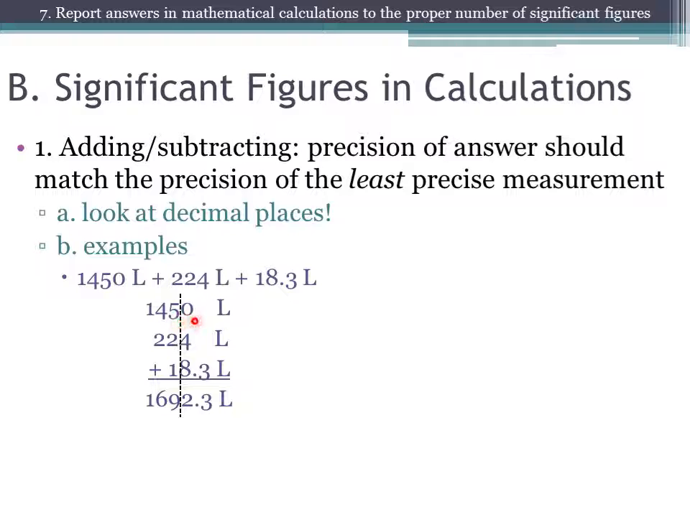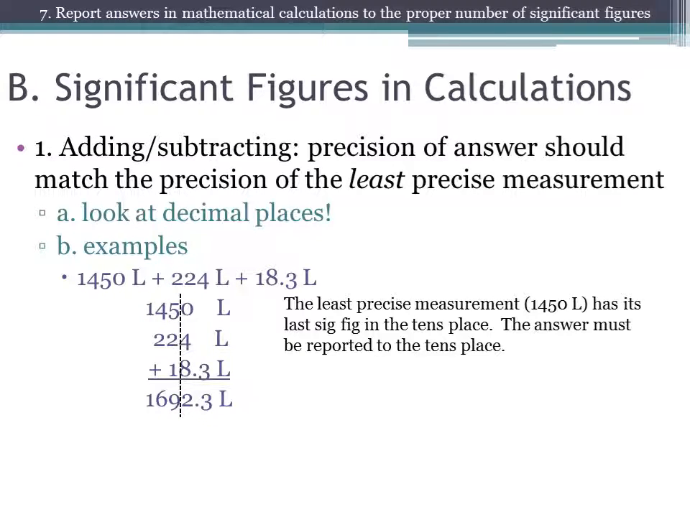Notice this first measurement, 1,450 liters, that zero is not significant. It's a placeholder. So the last sig fig in this first measurement is in the tens place, meaning I need to round my answer to the tens place. This is often a point of confusion whenever we have an addition like this, when there's a zero as a placeholder. So I'm going to round to the tens place. Here's my tens place. I look to the next digit. In this case, it's a 2, so I round down. So my answer is 1,690 liters.